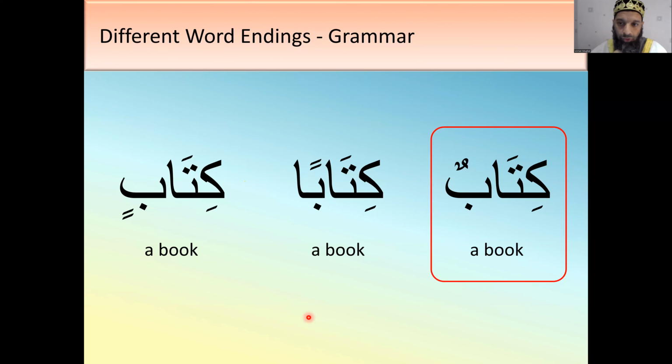Good. So this is the default. If I was to write a noun by itself, it would be kitabun, shamsun. But in a sentence, if there's some grammar rule going on, if some words are coming before that have the power to change the case of the default, then they will change it to kitaban or kitabin. That's why it changes, because something comes before in the sentence that has the power to change it. We're not going to go into that. That's grammar, and that's second level, right?